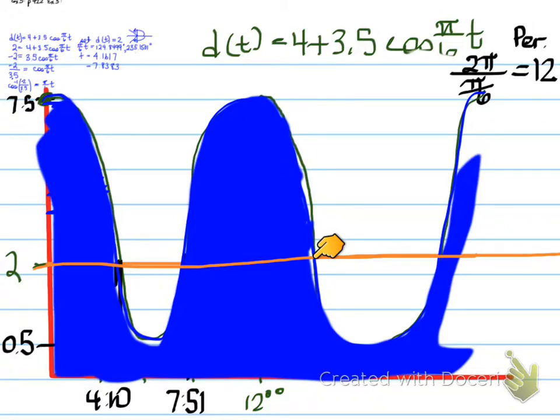Hopefully you're remembering about the domain, that period. The period is 12. That means that every 12 hours, these particular times repeat themselves. So it's like the tides rolling in and out. So this time, 4:10 repeats itself out again at 16:10. 16:10 is 4:10 in the afternoon. So you would say that it is safe for Peggy to go into the cove between 7:51 in the morning to 4:10 in the afternoon, because this is when the water levels are above 2 meters. So again, from 7:50 to 4:10.